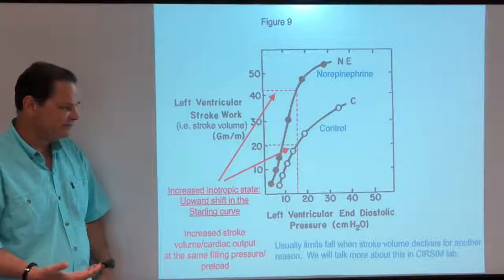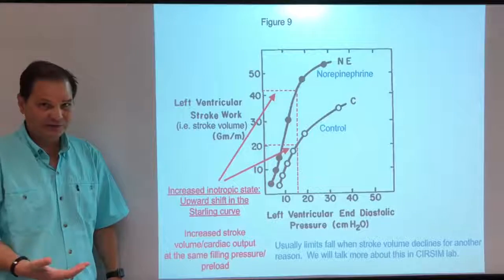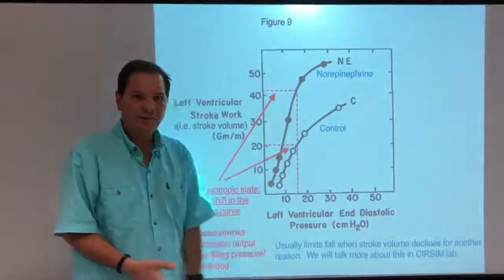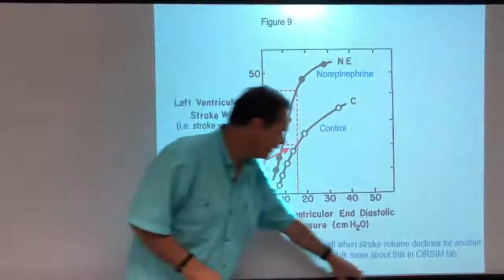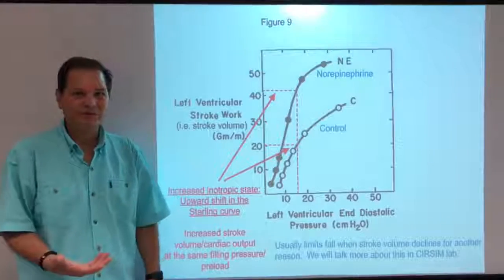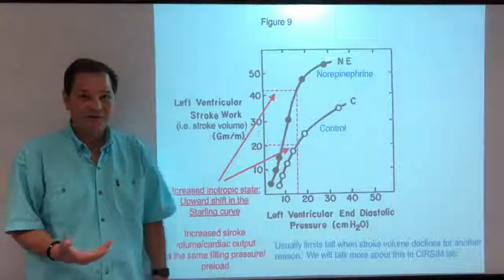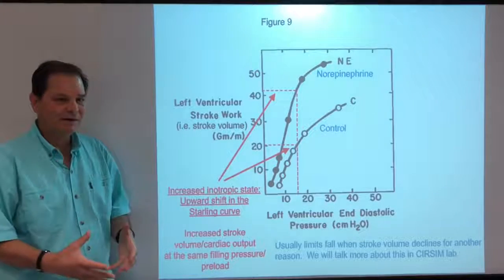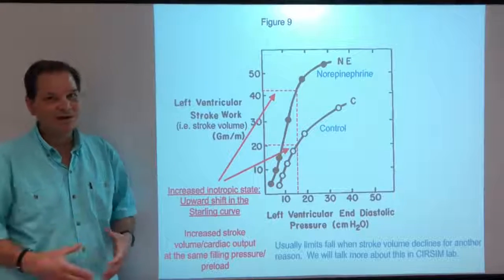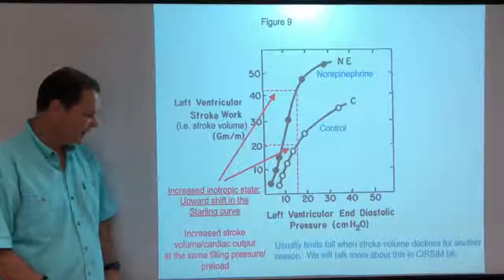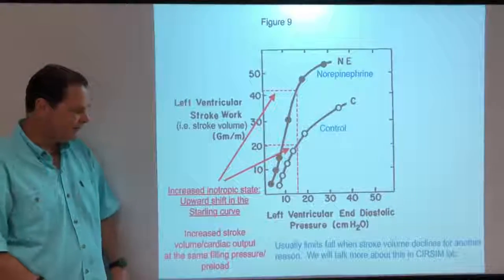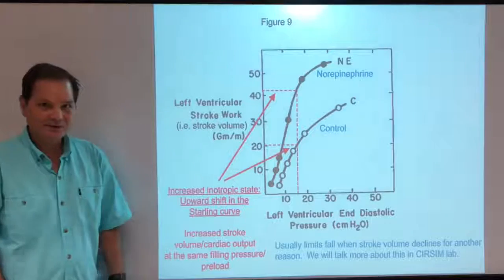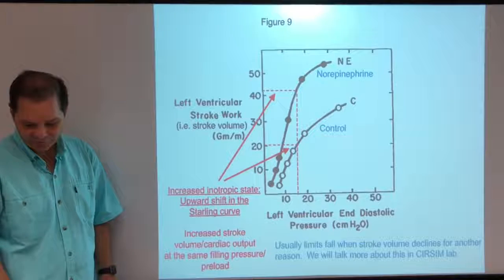Practically speaking, changes in contractility don't really increase the stroke volume. What they do is they limit the fall in stroke volume. We'll talk more about that when we talk about the CircSim computer lab, which I certainly hope you will be there for, because it brings together a lot of complex relationships and helps you put it all together. What you're going to find out is that when you increase contractility, you're limiting the fall in stroke volume. Don't worry about it excessively now. That's just the way it is.